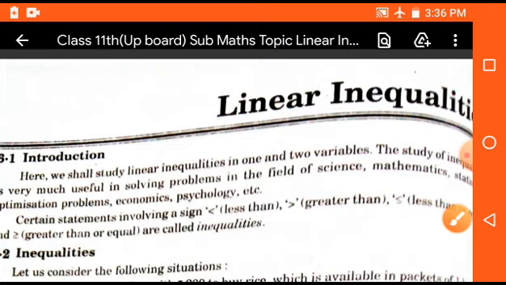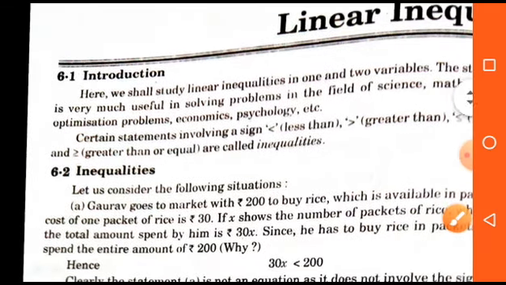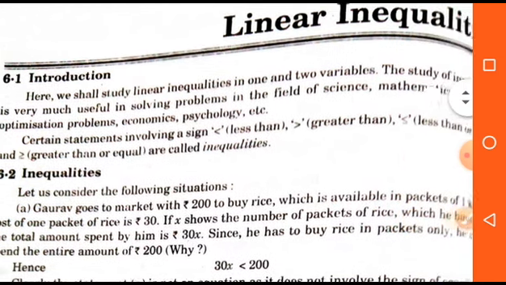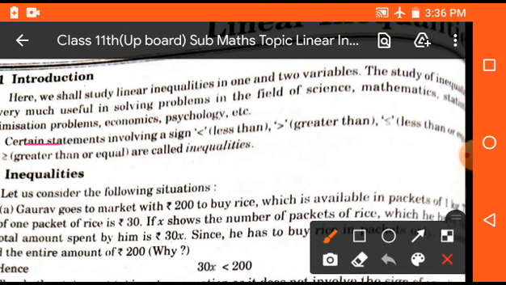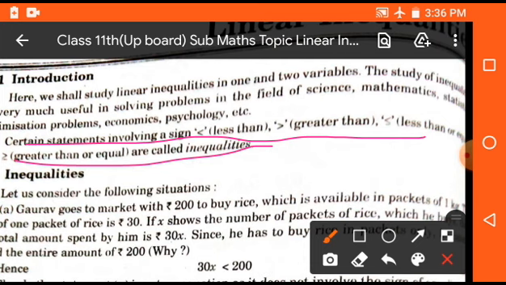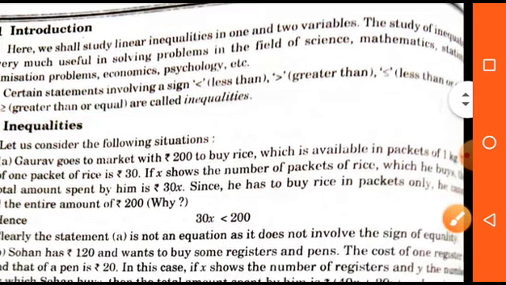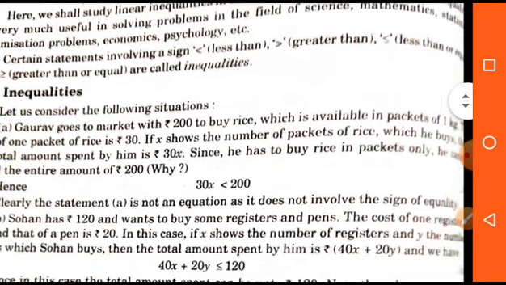Now, the proper definition of linear inequality is: certain statements involving a sign less than, greater than, or both less than or greater than, are called linear inequalities. Now, if we consider the equation 30x is less than 200, then we will find that it is an example of linear inequality. Linear inequality can be in two variables or in one variable.